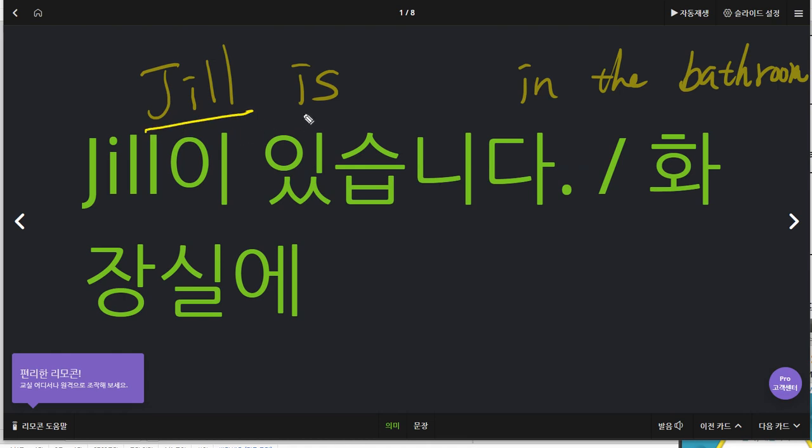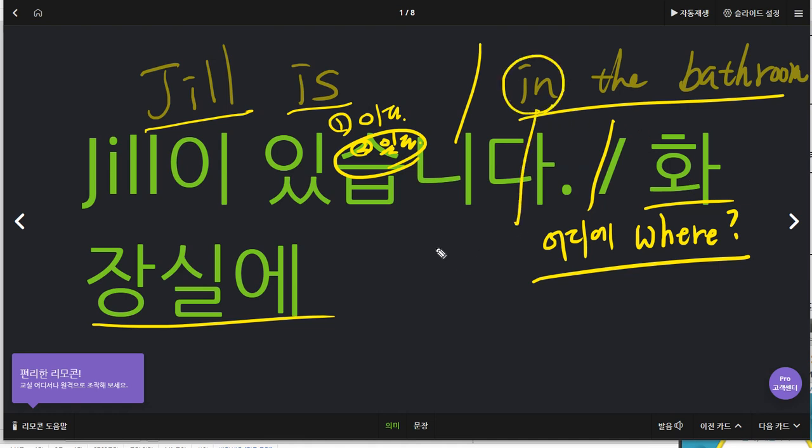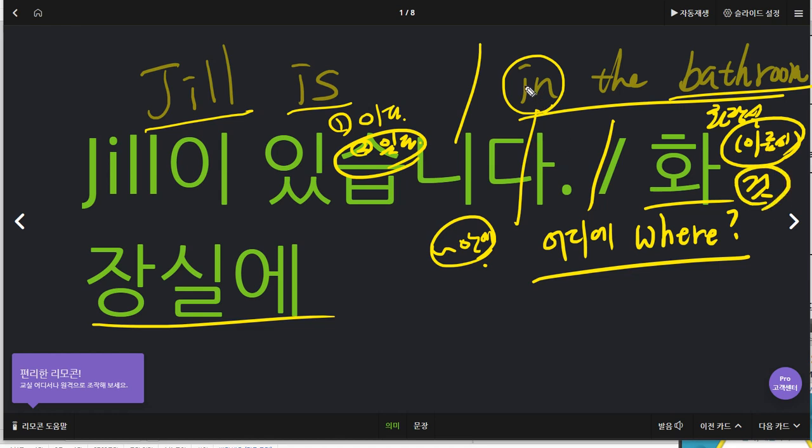Jill은 이름씨죠. 누군가의 이름이니까. Is의 뜻은? 이다라는 뜻도 있고, 있다라는 뜻도 있고, 여기서는 있다. 그 다음에 in the bathroom. In the bathroom의 뜻은 화장실 안에. 어떤 질문에 대한 대답이냐면, 어디에? 영어로는 where. in의 뜻은 장소, 어디 어디 안에, 어디 어디 속에. 그 다음에 bathroom은 화장실이라는 이름이죠.